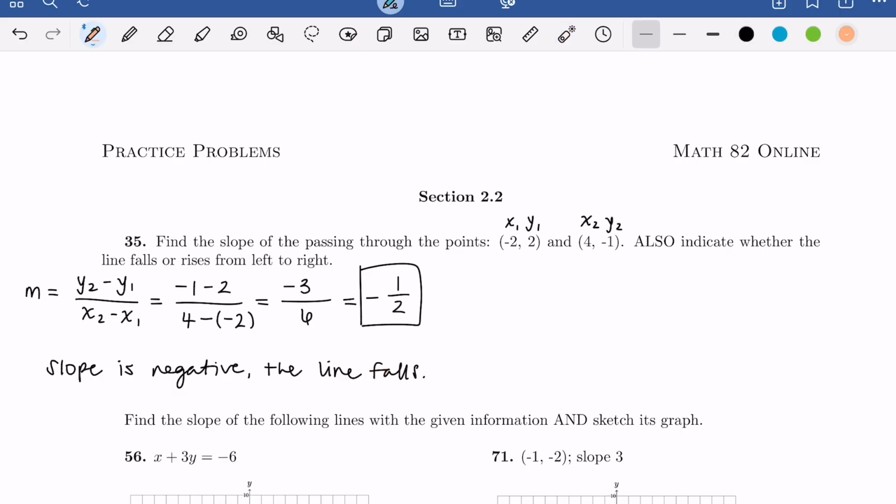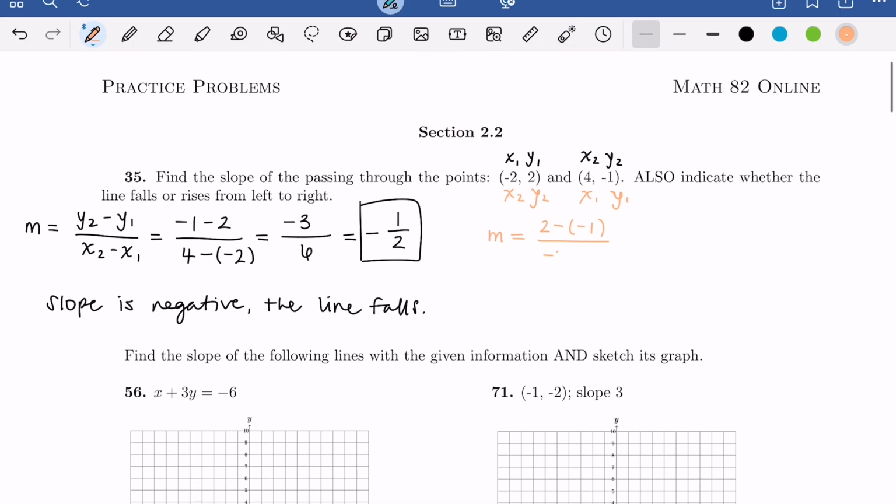Now, like I was saying before, let's say I called this one x sub 2, y sub 2, and this one x sub 1, y sub 1. If I were to flip the order of these, it's not going to change the value of my slope as long as I still subtract our x and y values in the same order. So in this case, if y2 is 2 here, I'm going to subtract out y1, a -1, and then divide by the change in my x coordinates. In this case, my x sub 2 is -2, and then we're going to subtract out x sub 1, which is 4.